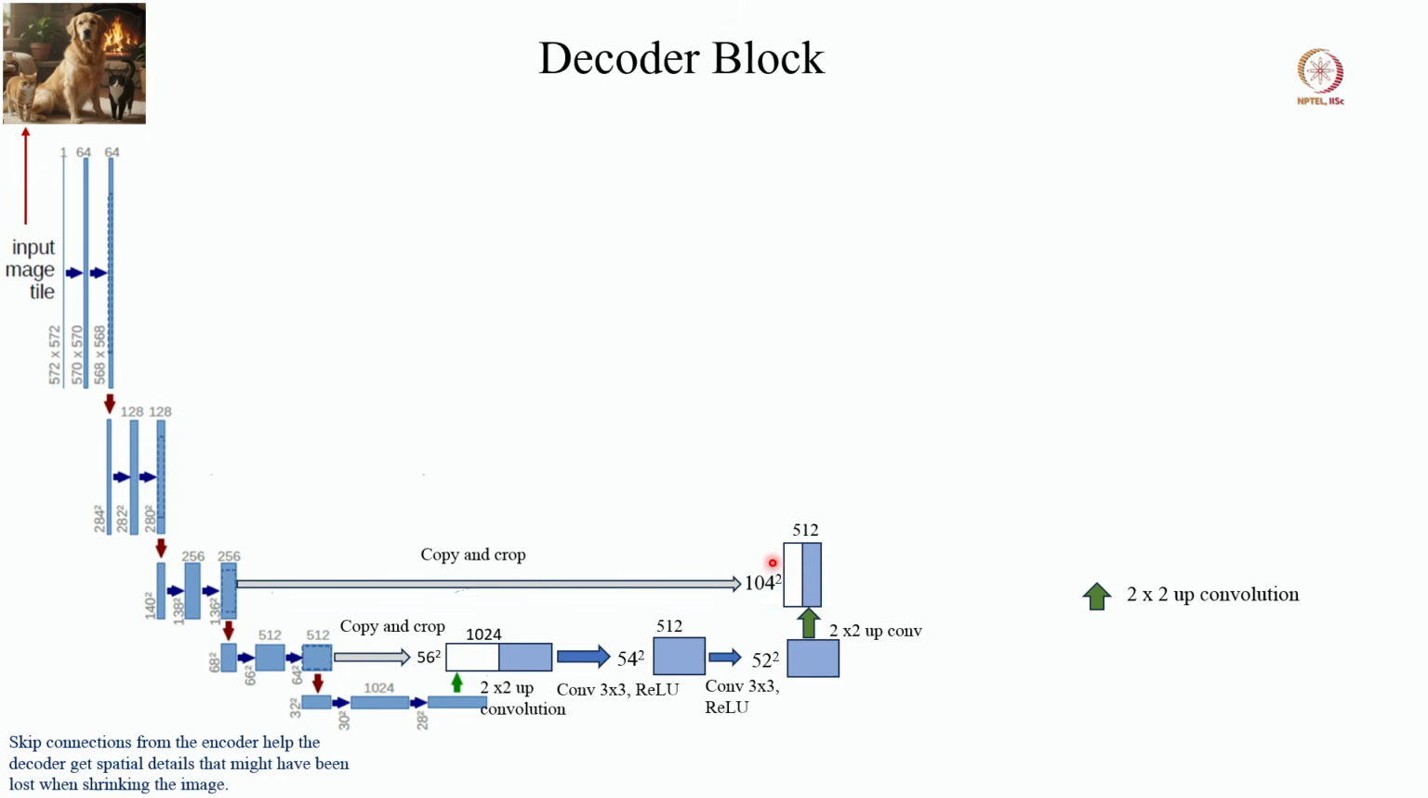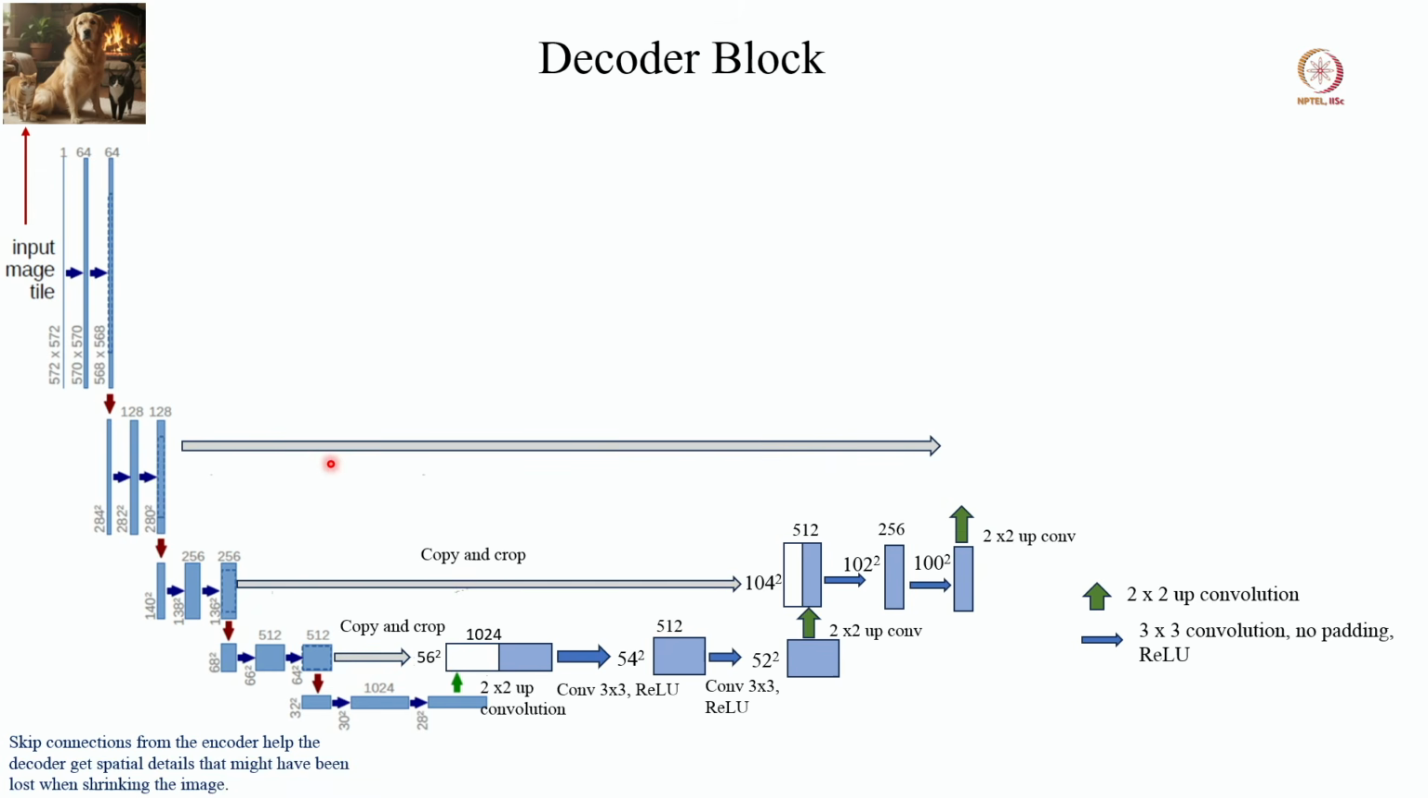which is 104 cross 104, and then there is a 3 cross 3 convolution with ReLU, no padding. In all these places there was no padding, and this convolution has 256 filters and the output size is 102 cross 102. Again another layer of 3 cross 3 convolution, and the output size is 100 cross 100, and this convolution layer has 256 filters once again.